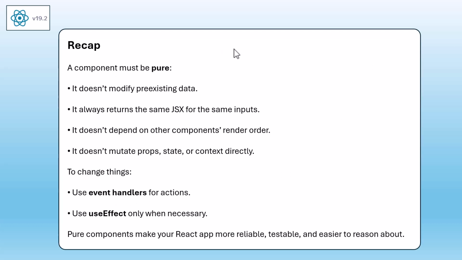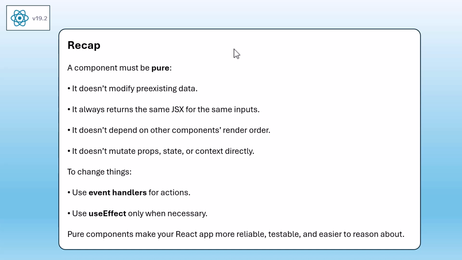6. Recap. Let's review the key ideas. First, a component must be pure. It should not modify any existing data, and it must always return the same output for the same input. Second, rendering can happen at any time, so components must not depend on one another's rendering order. Third, you should never mutate the inputs your components use, whether that's props, state, or context.